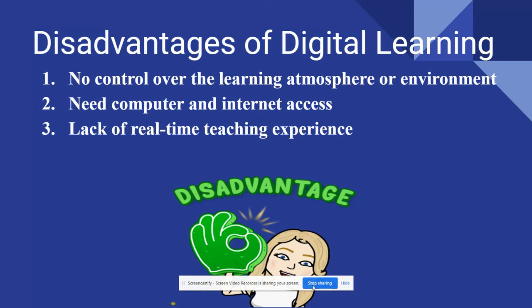Some disadvantages of digital learning may include there's no control over their learning atmosphere or environment. Some students may not have a quiet home to be able to do their Zoom meeting with their teacher. They may have other siblings who are also doing Zoom meetings at the same time, or their house just is filled with a lot of different people coming and going, so there's no quiet time to focus. Also, not every student has access to the internet or a computer.